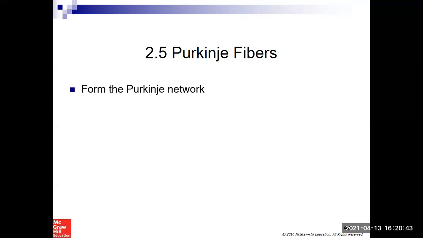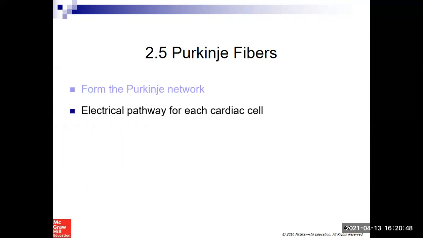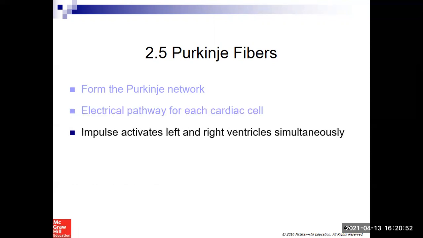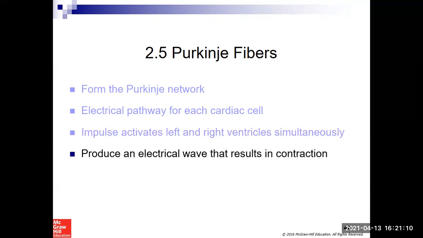Then we have our Purkinje network. Electrical pathway for each cardiac cell. The impulse activates left and right ventricles simultaneously. So when those Purkinje fibers are wrapped around, it's doing it at the same time. It produces an electrical wave that results in contraction.